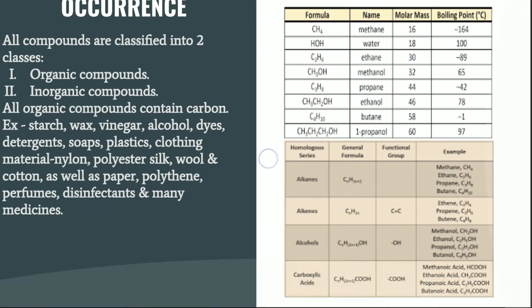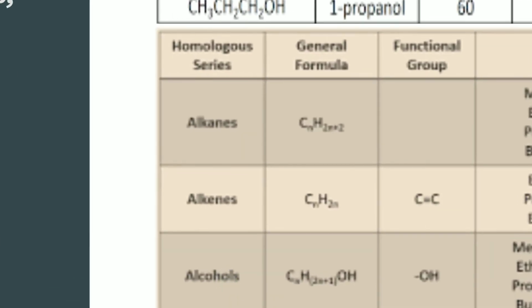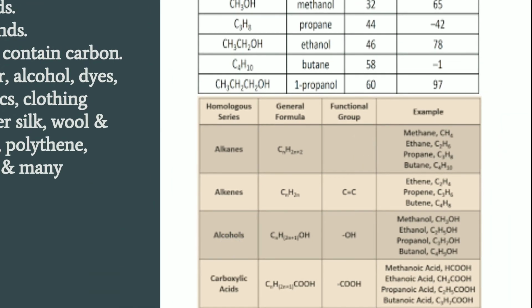Next, we come to some alkanes. See, this also is an organic compound, alkane. Okay, then alkenes, alcohols, then carboxylic acids. All these are carbon compounds. Okay.